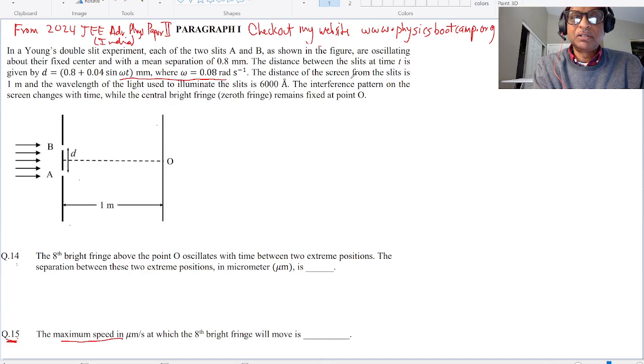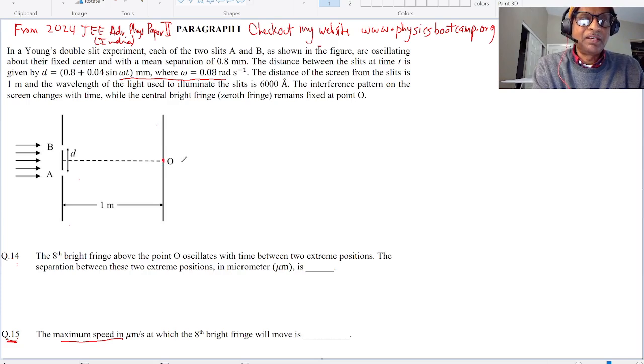The distance between the screen is given, and so it's an interference pattern. You have to always be very careful how they count it. In questions 14 and 15, both are for the 8th bright above point O. So the central part is always like this over here.